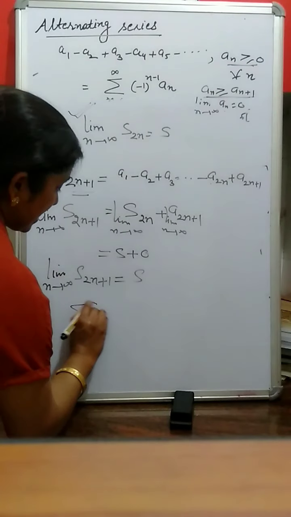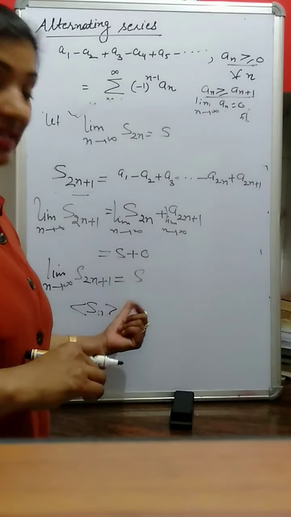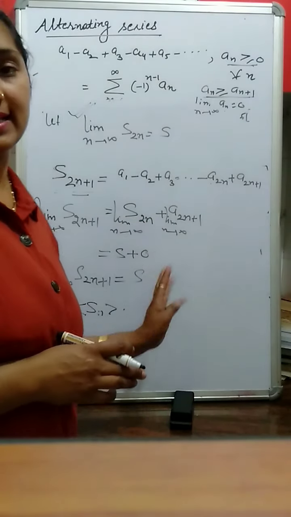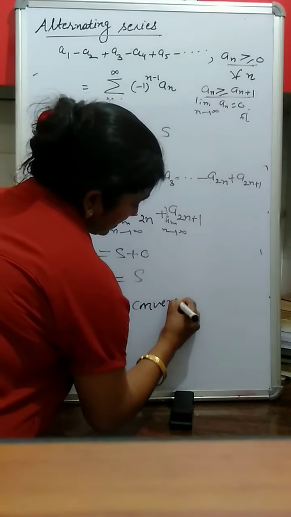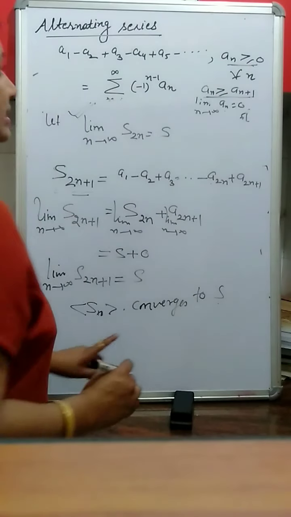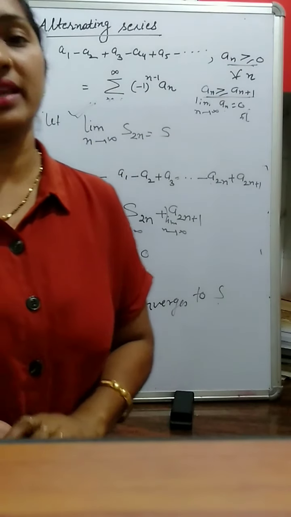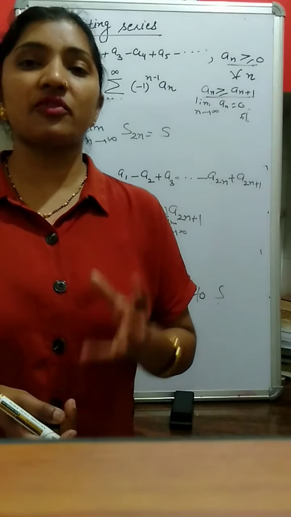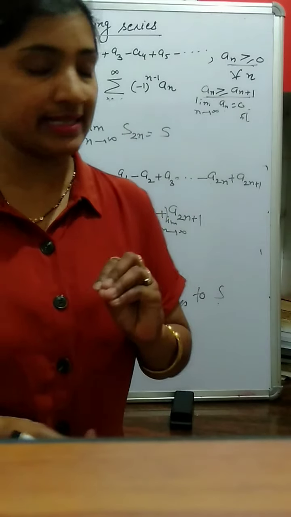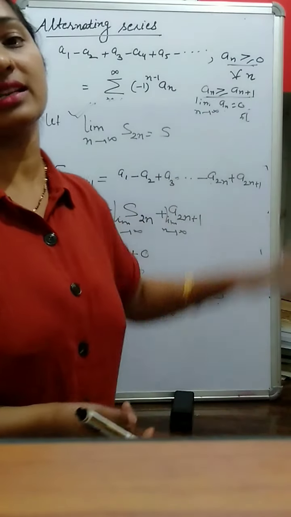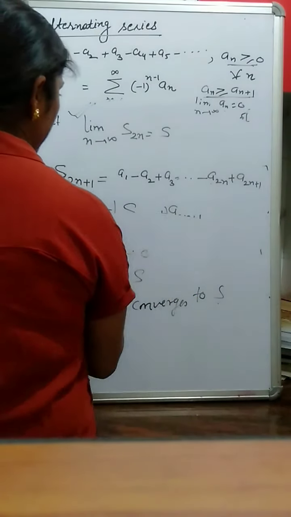So the sequence S_n of partial sums is a sequence whose odd terms as well as even terms converge to the same limit S, and therefore the sequence of partial sums S_n converges to S. And clearly the summation of (-1)^(n-1) a_n also converges to S. So if you want to check the convergence of an alternating series, we just check two conditions. First, the terms are monotonically decreasing, and second, the limit of the nth term is 0, then the given series will be convergent. For example, let us take an example.